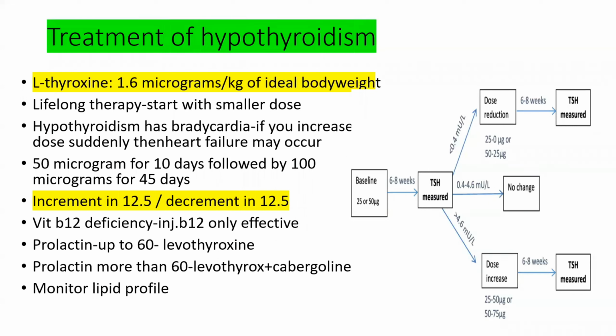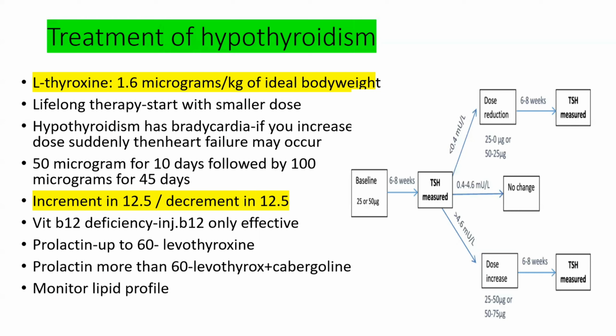What is the treatment? Treatment of hypothyroidism includes levothyroxine 1.6 microgram per kg of ideal body weight. Once you diagnose the case, it is lifelong therapy. So start with a smaller dose, because hypothyroidism has bradycardia, and if you increase the dose suddenly, heart failure may occur. Usually we start with 50 microgram for 10 days followed by 100 micrograms for 45 days, with an increment or decrement of 12.5 microgram.